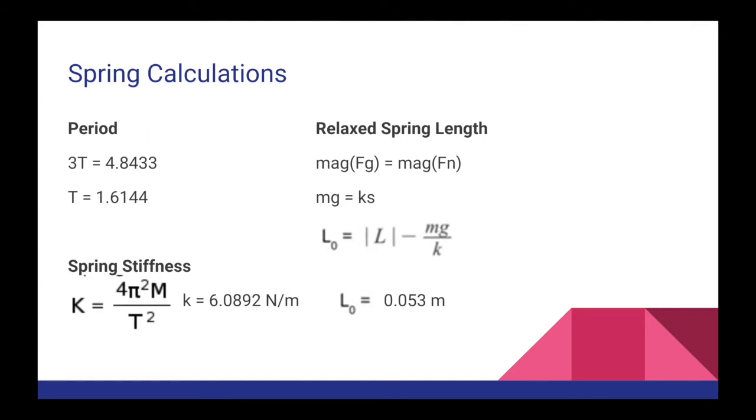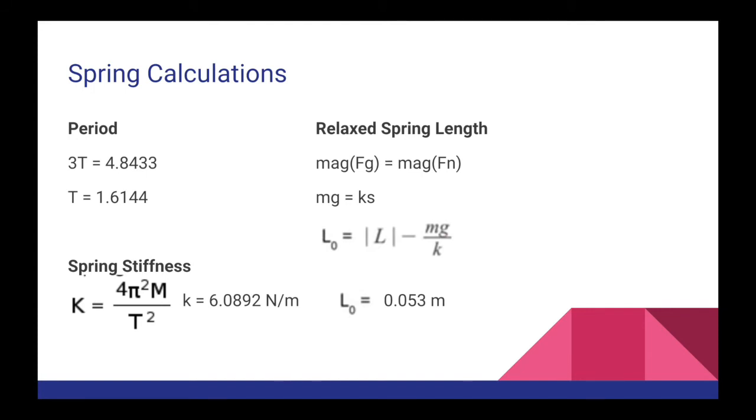In order to move further in this lab and to have accurate GlowScript data, we need to do some calculations for the spring. First, we need to find the period, which is one oscillation. We find that by finding the time it takes for 3 oscillations and then dividing that by 3. Therefore, the period is 1.6144 seconds. This is the time it takes for one oscillation.